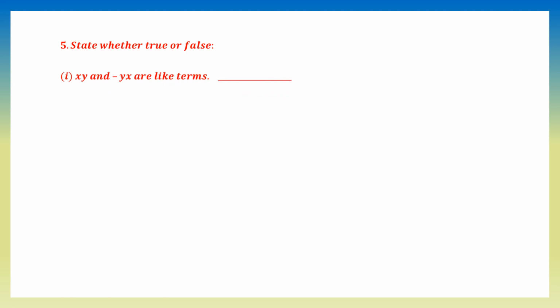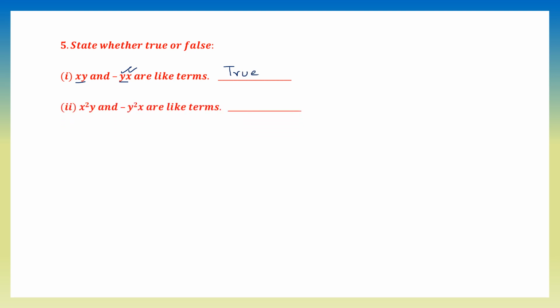Next question, state whether true or false. xy and minus yx are like terms. So here I have 1x and 1y. Here also I have 1x and 1y. So they are like terms. The order is different, but the terms, the variables are the same. So they are like terms. This statement is true.